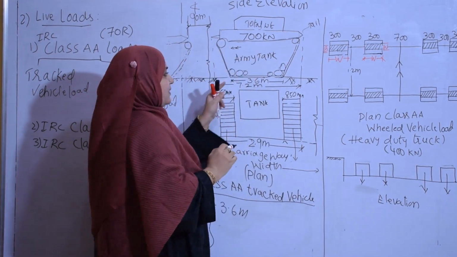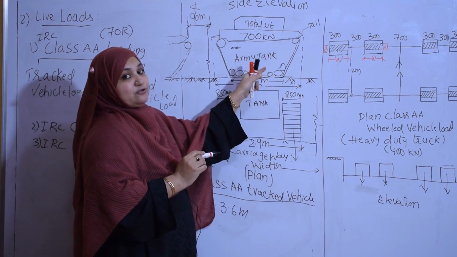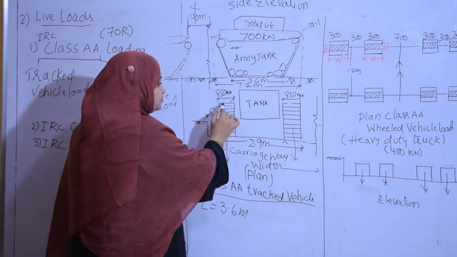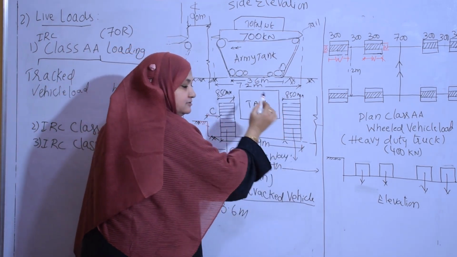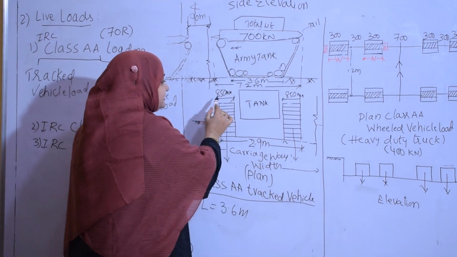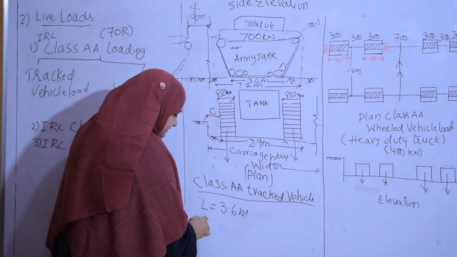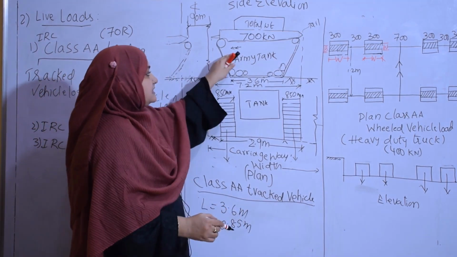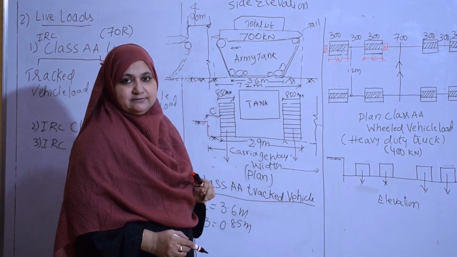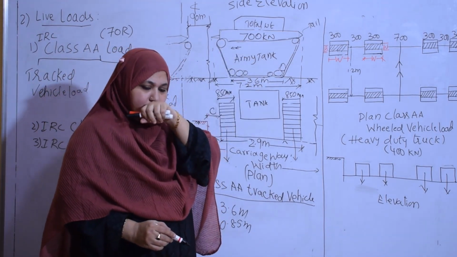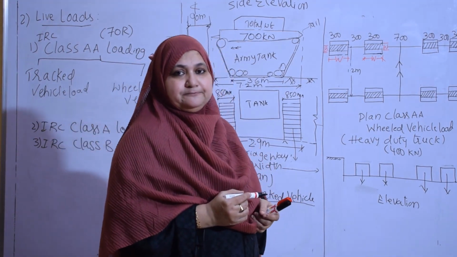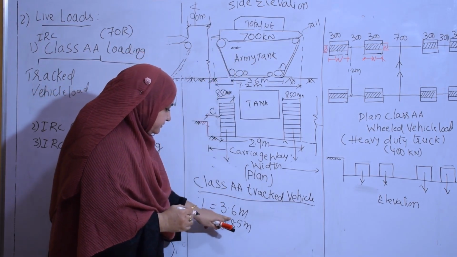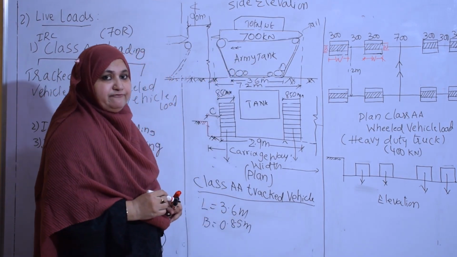It has 2 tracks. One track you are seeing in the elevation, the other track you cannot see. Fine. In the plan, I can see the 2 tracks. The width of the track is 850 mm. That you also have to remember, because the load is getting transferred to the ground by means of the track. So how much is the load? 700 kilonewton. What is the contact area of the load? 3.6 meter by 0.85 meter.